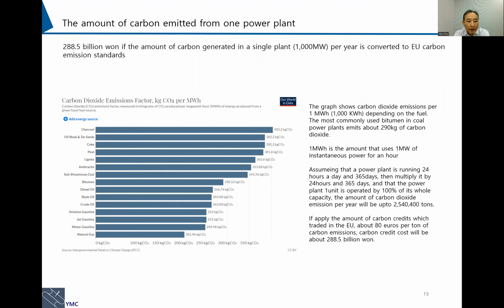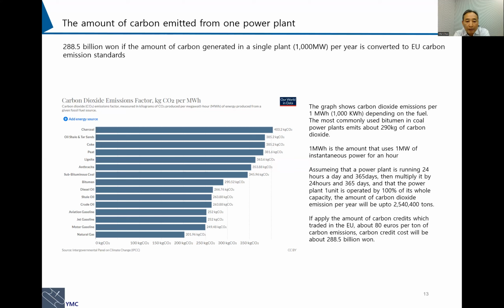There is a graph of the carbon dioxide emission factor, kilograms of CO2 per megawatt hour. This comes from the Intergovernmental Panel on Climate Change. We can find bitumen in the middle of the graph. If we use bitumen as the fuel for a coal power plant to produce 1 megawatt hour, in that case, 290 kilograms of CO2 will be emitted.